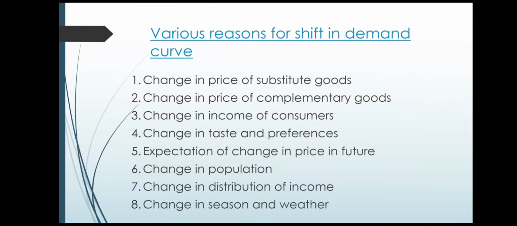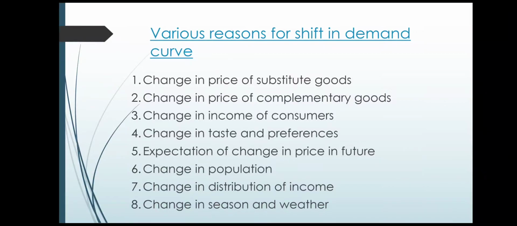The third one is change in income of consumers. Whenever the income of consumer rises, there will be an increase in the demand. There will be a rightward shift in the demand curve. The next one is change in taste and preferences. If a consumer prefers a particular commodity, they are going to demand more of that particular product.